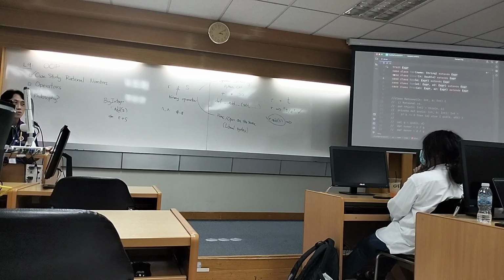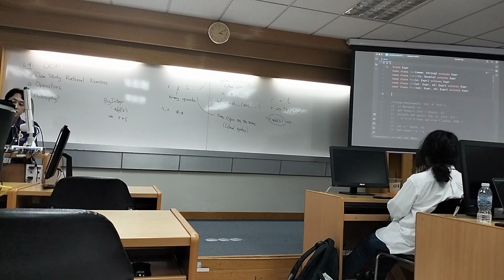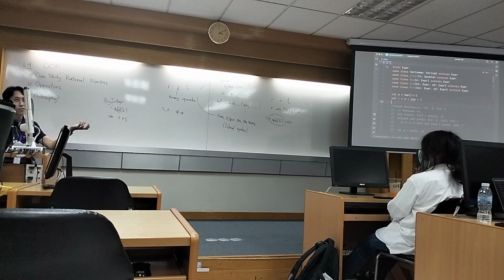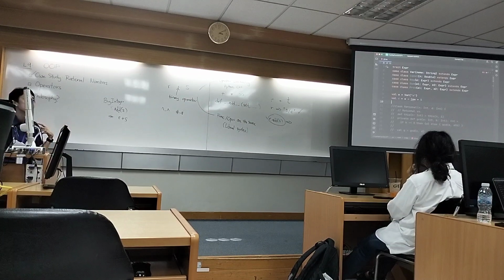Var for variable. And my goal is to be able to write something like this. Let's define x to be x. Okay? But then I can say E is going to be x plus 3 times x plus 5. That's going to be ultimately what I want to be able to write. Good?